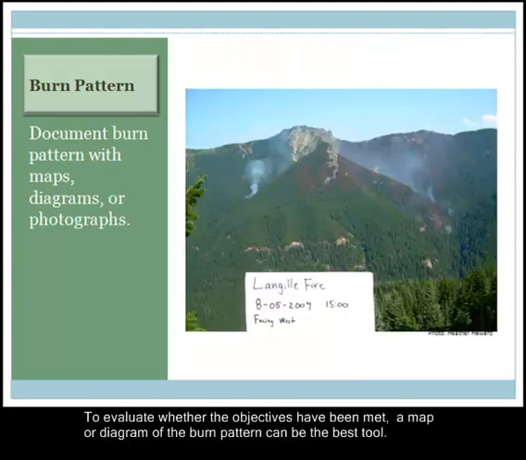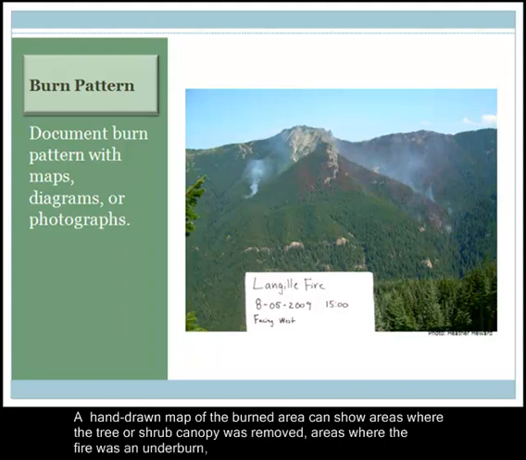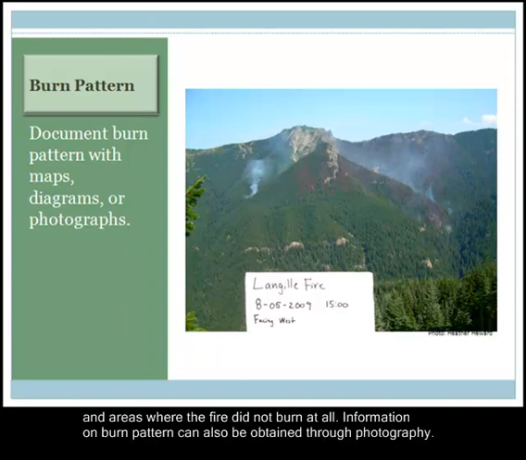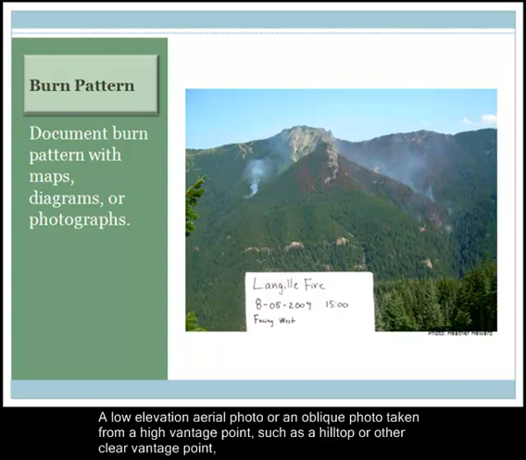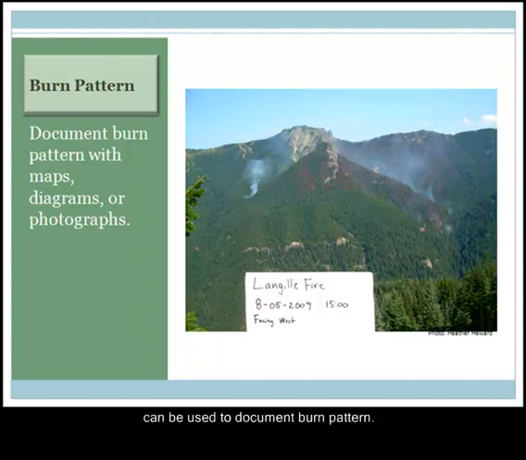To evaluate whether the objectives have been met, a map or diagram of the burn pattern can be the best tool. A hand-drawn map of the burned area can show areas where the tree or shrub canopy was removed, areas where the fire was an underburn, and areas where the fire did not burn at all. Information on burn pattern can also be obtained through photography. A low-elevation aerial photo or an oblique photo taken from a high vantage point, such as a hilltop or other clear vantage point, can be used to document burn pattern.